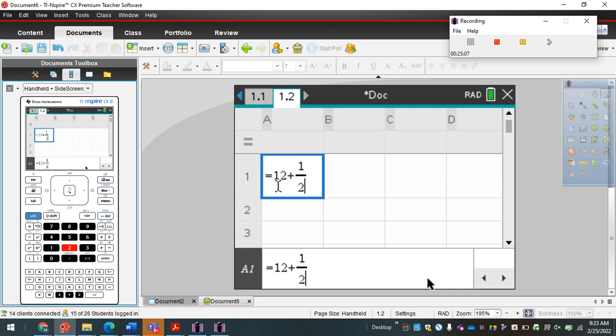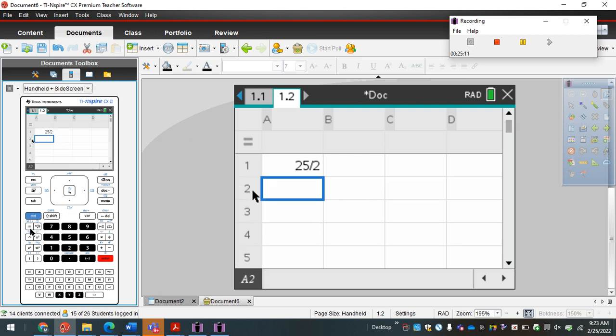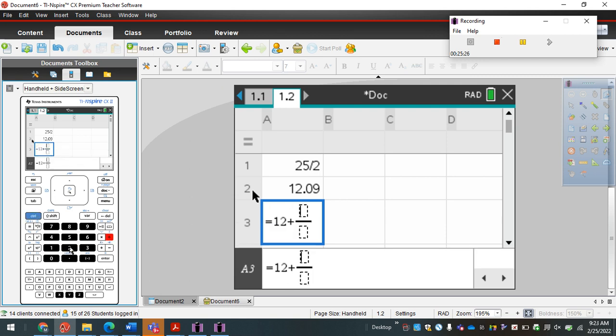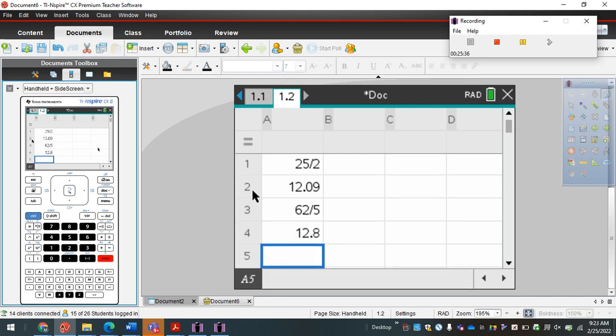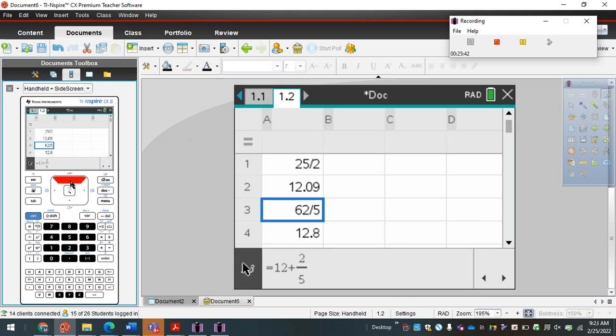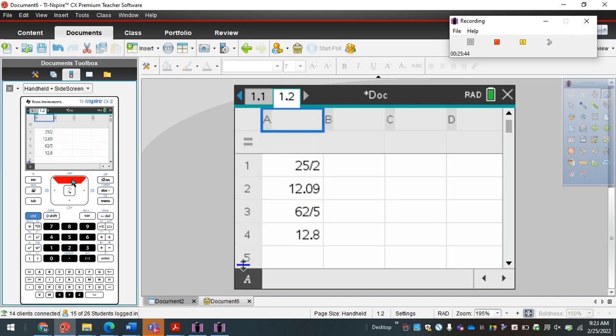Do not forget to put the equal sign in front. Enter. The next one, we're going to put an equal sign and then go with 12.09. Enter. Equals 12 plus the fraction 2/5, because that's the way you say it, 12 and 2/5, which is 12 plus 2/5. And then equals 12.8. Enter. Once you've done that, just go up. As you scroll up, make sure they all have the equal sign. Just go equal, equal, equal, all the way up.